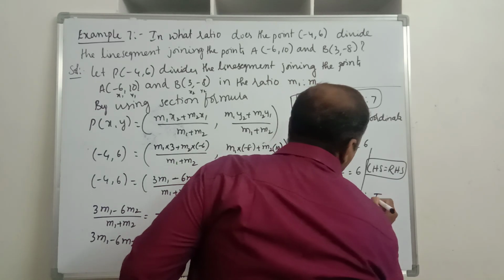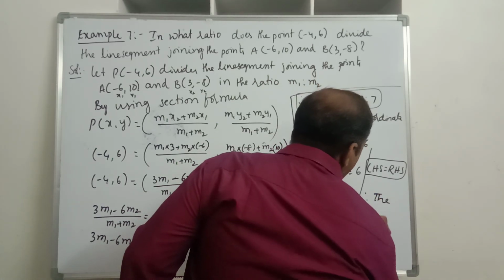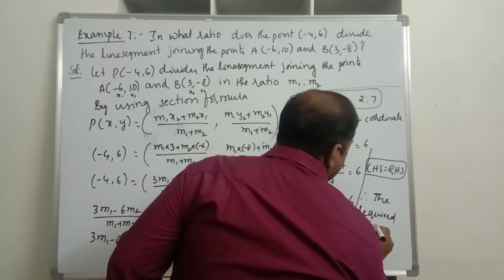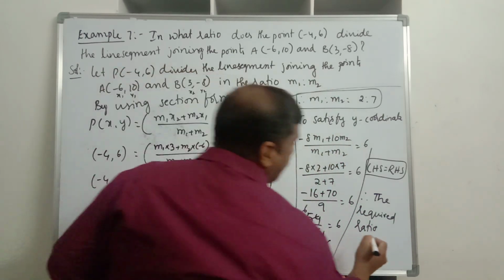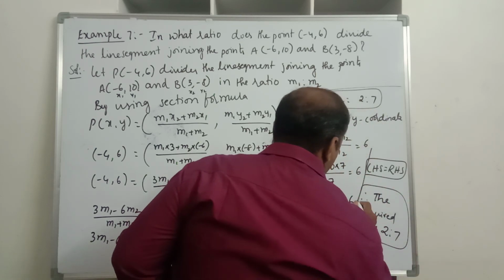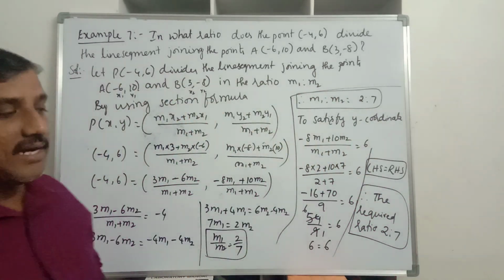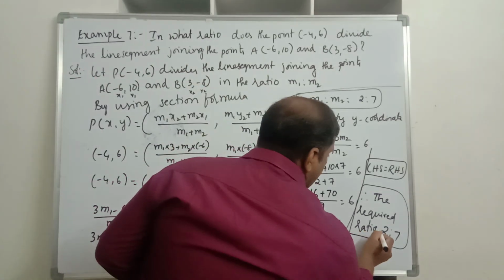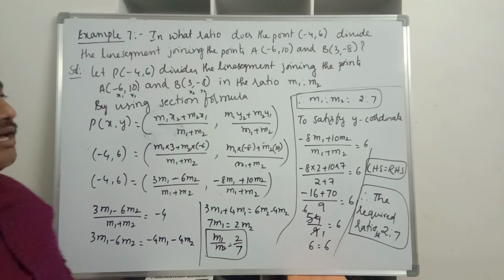Therefore the required ratio, that is m1 is to m2, is equal to 2 is to 7. Like this we will find the ratio in which the point divides. The required ratio is 2 is to 7. Did you understand, children?